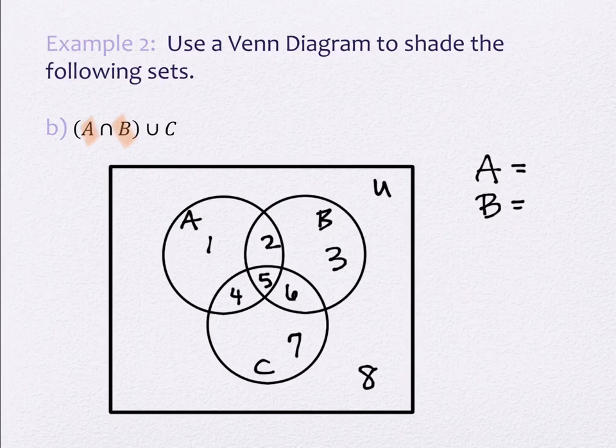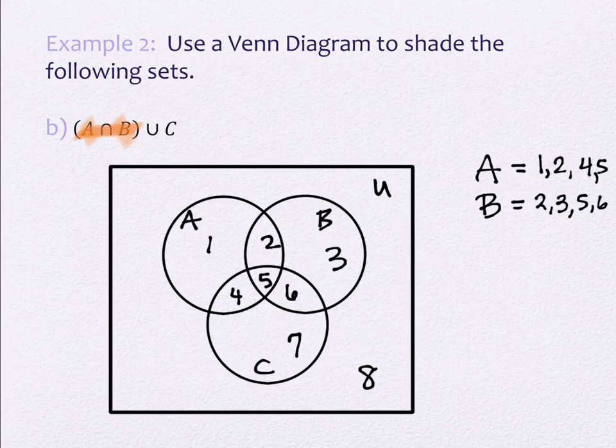What are the numbers inside circle A? 1, 2, 4, 5, in whatever order you like. But yeah, 1, 2, 4, and 5. What are the numbers inside circle B? 2, 3, 5, and 6. Okay, is everybody good with that? Okay, we've done the individual pieces then inside the parentheses.